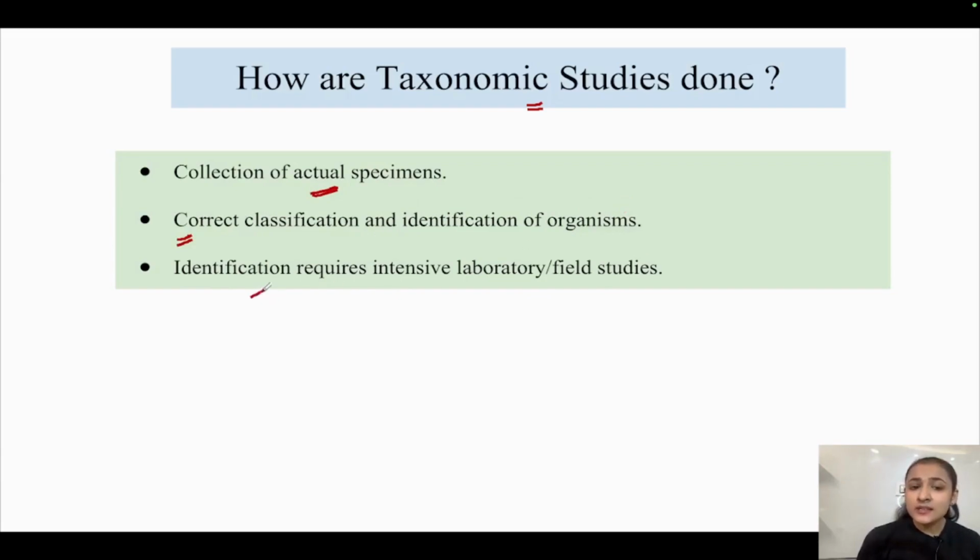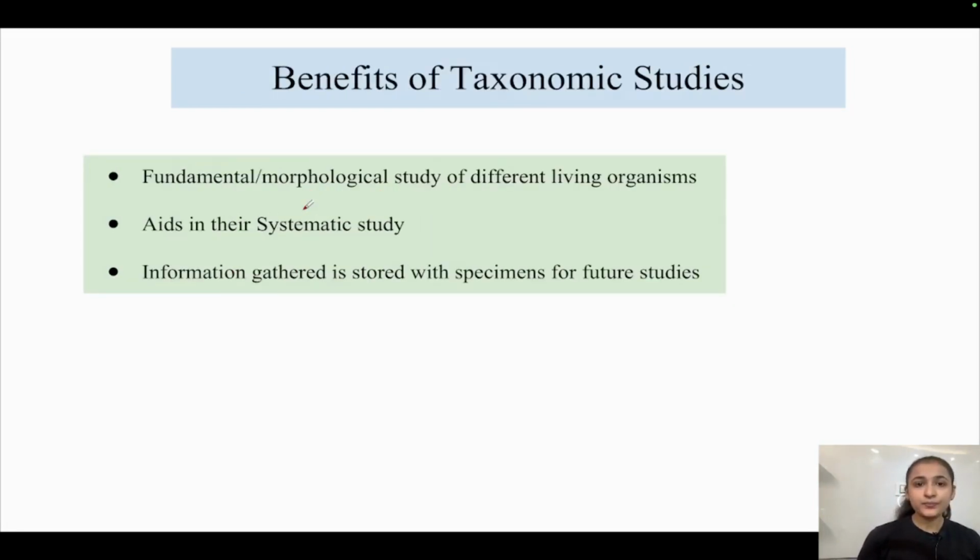And how is identification done? It requires extensive laboratory studies and field studies. We need to properly observe the organism's morphology, and not only morphology, its internal structure also, its anatomy. We would need to observe the internal structure of the cell and the developmental stages of that organism. Everything we would need to study around that organism in order to identify it and then classify it.